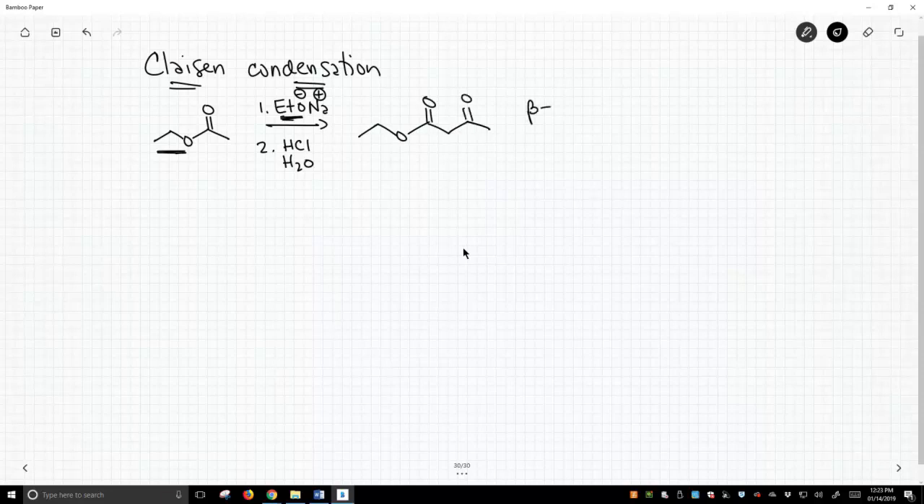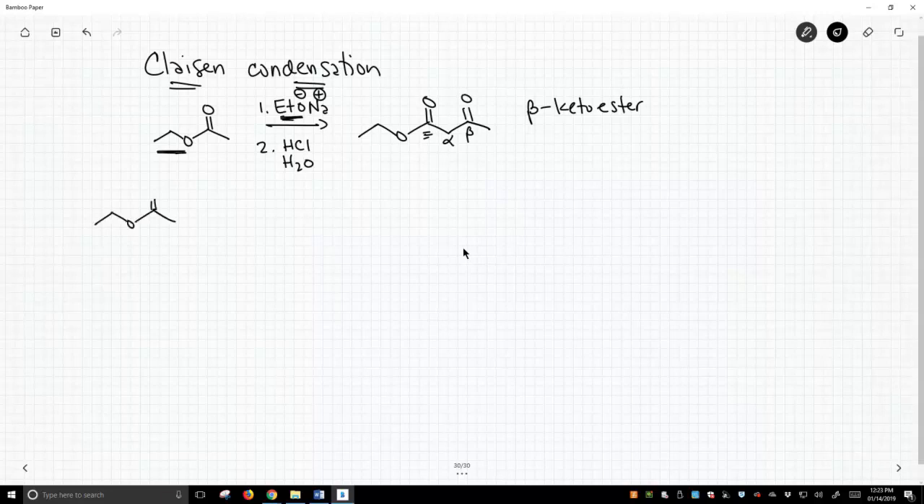What we're going to get out of this reaction is something called a beta-ketoester. Why do they call it a beta-ketoester? Well, here is our ester, there's alpha, and there's beta. So it's a ketone in the beta position relative to an ester. Okay, so how does this work?